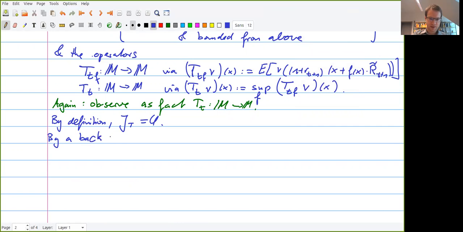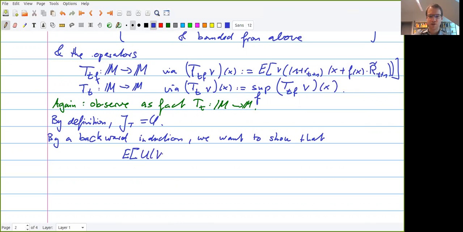Down for you, backward induction. We want to show that, so there's actually two equations we want to show.